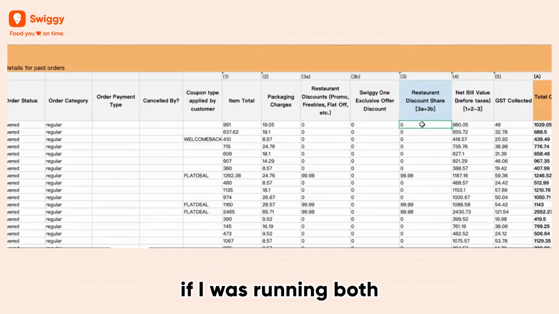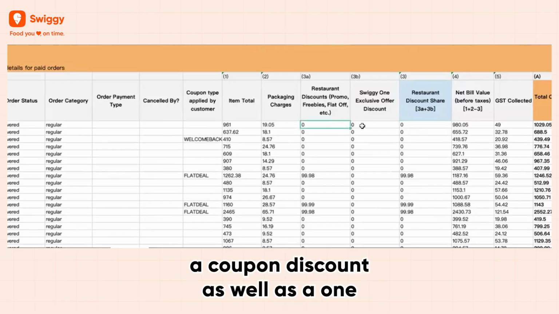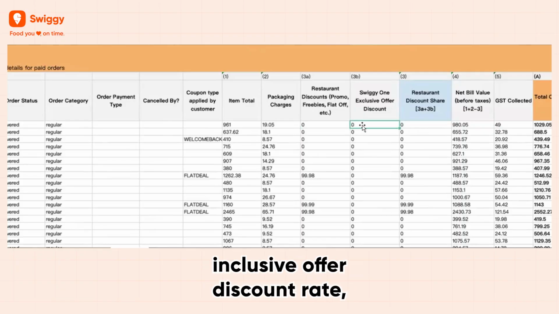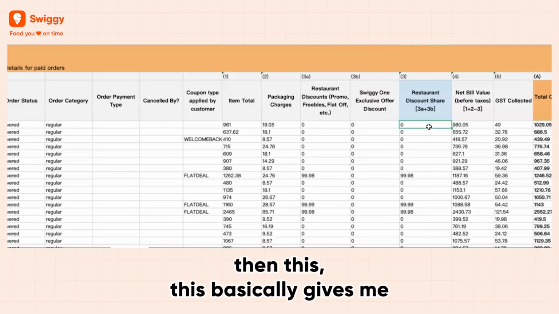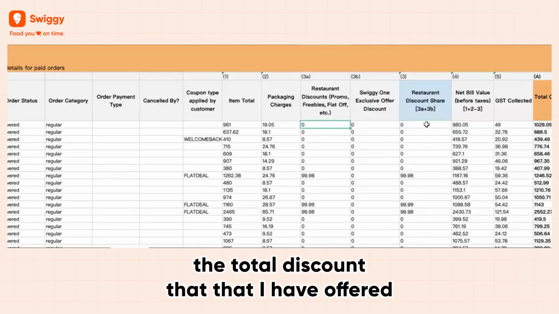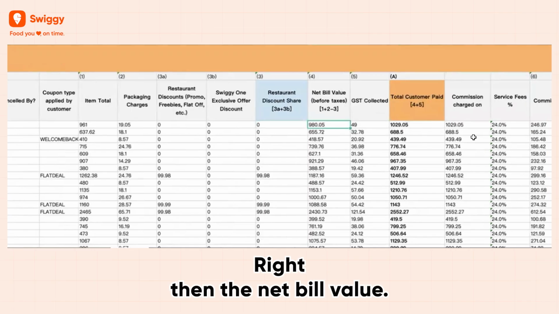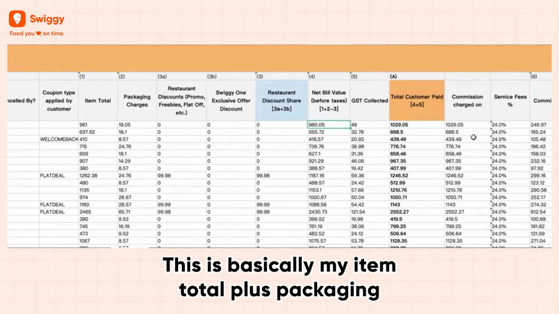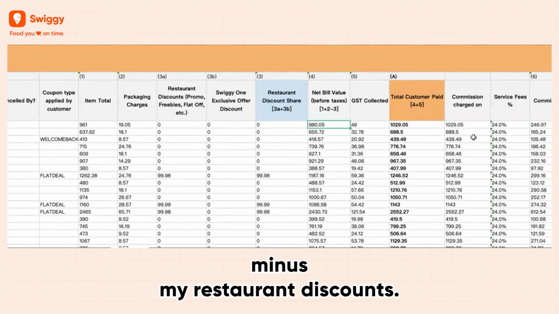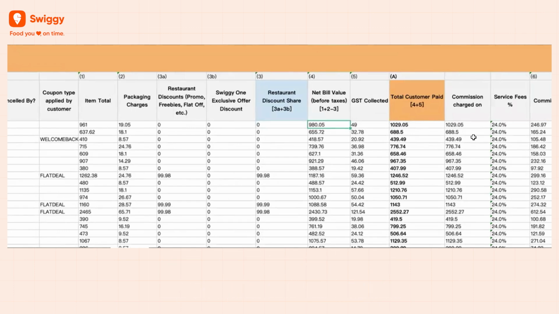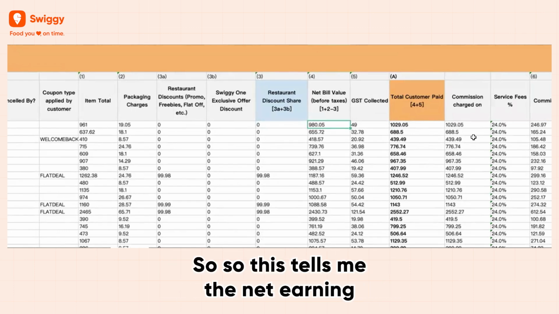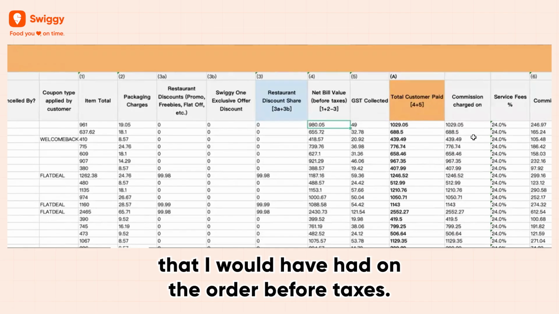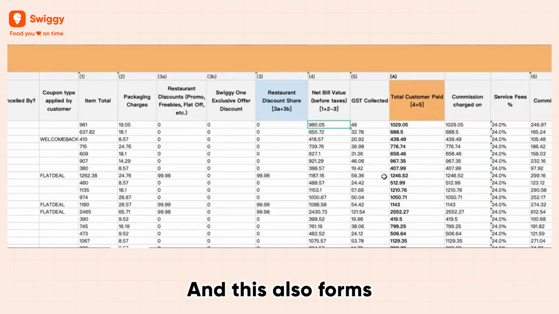So this tells me, let's say if I was running both a coupon discount as well as a Swiggy One exclusive offer discount, then this basically gives me the total discount that I have offered on that order as a restaurant. Then the net bill value is basically my item total plus packaging minus my restaurant discounts. So this tells me the net earning that I would have had on the order before taxes, and this also forms the basis of my tax calculation.